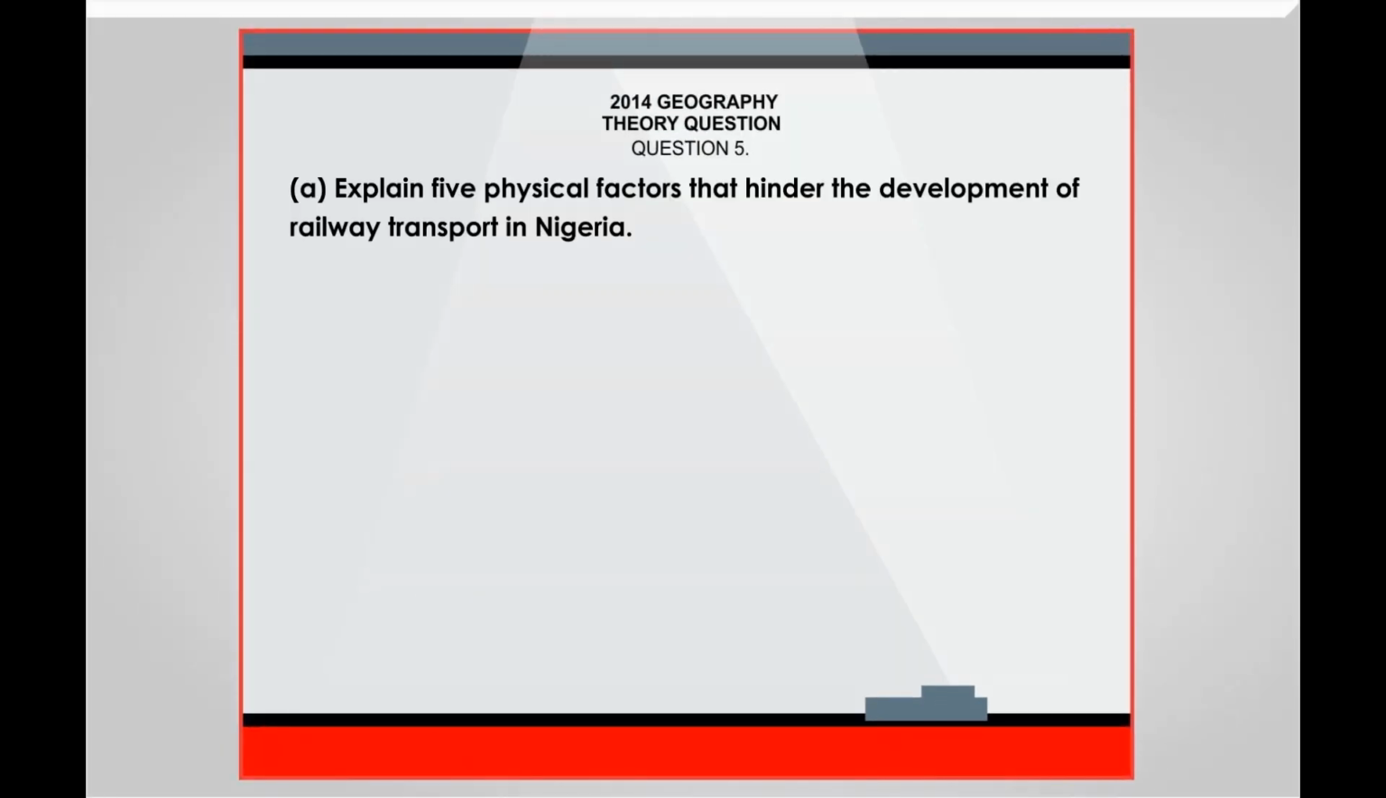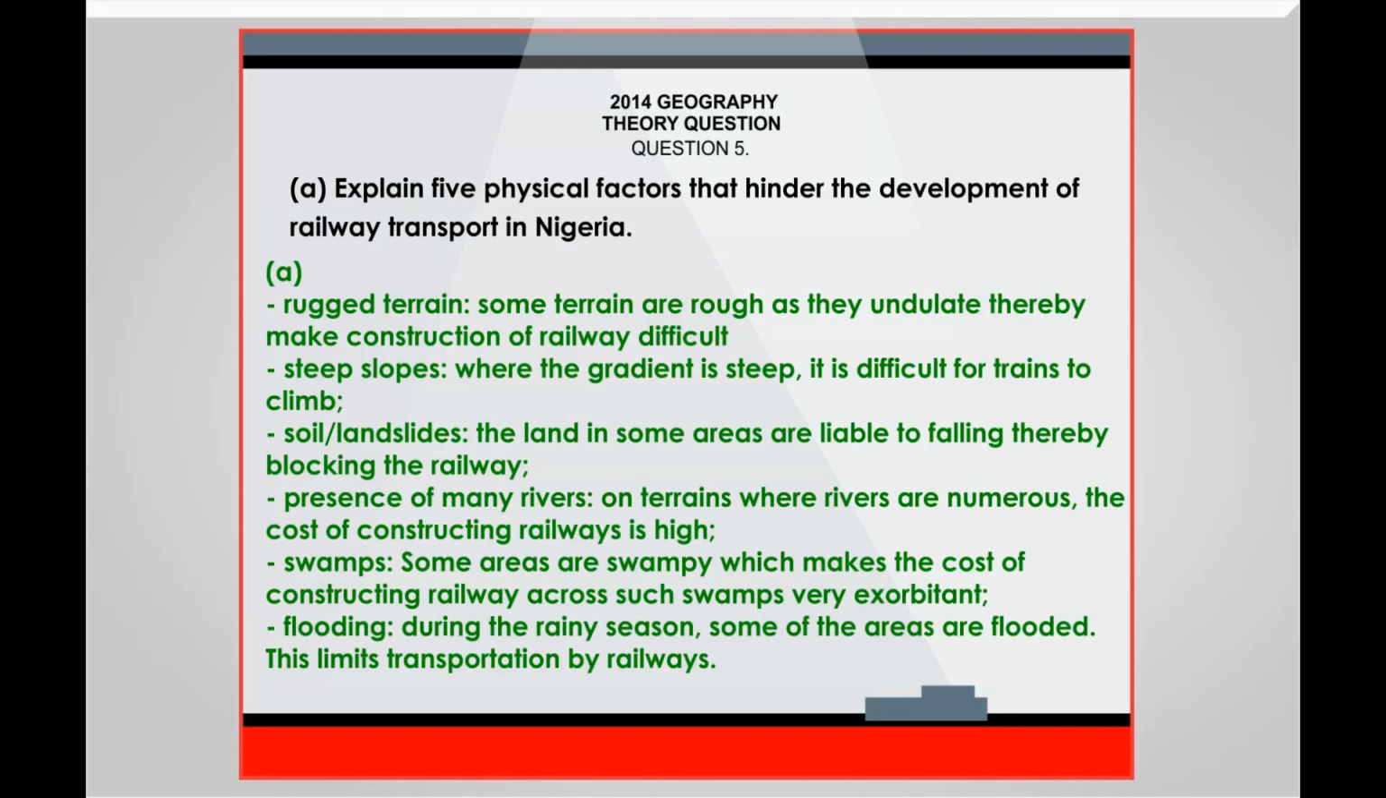Question 5. A. Explain 5 physical factors that hinder the development of railway transport in Nigeria. Answers. Rugged terrain. Some terrains are rough as they undulate, thereby making construction of railway difficult. Steep slopes. Where the gradient is steep, it is difficult for trains to climb. Soil/landslides. The land in some areas is liable to falling, thereby blocking the railway.